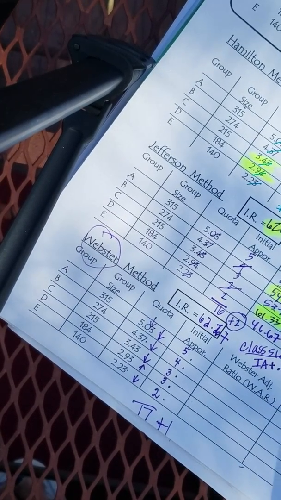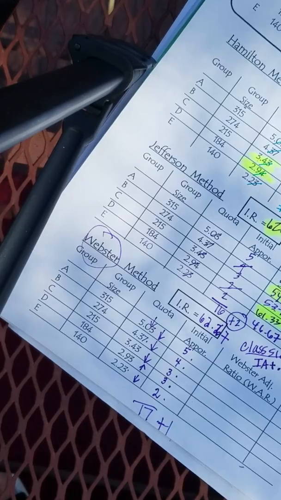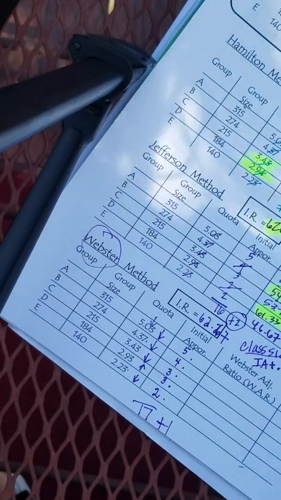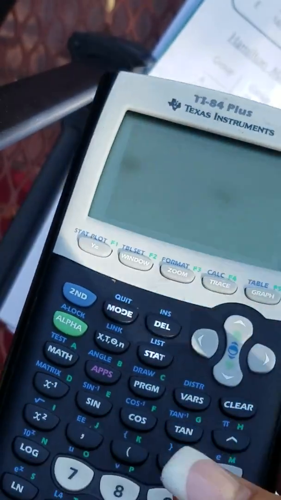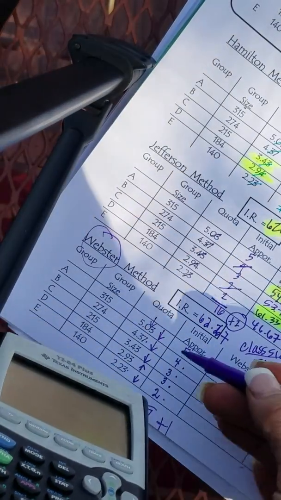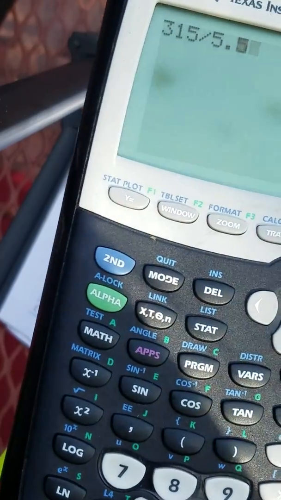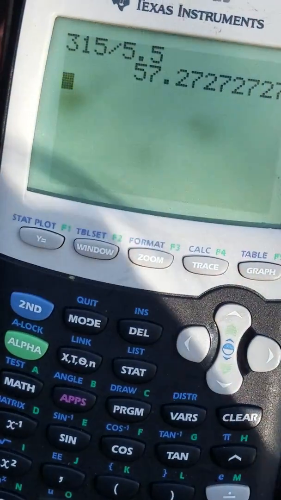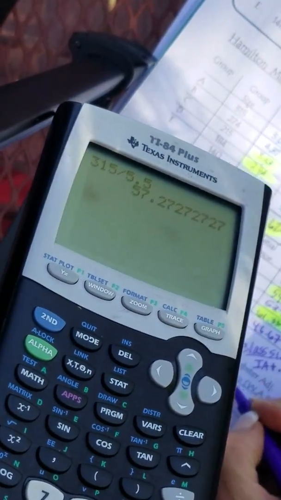So here we go. I'm going to calculate all of those. I'll show you how those are done. So for the first one, we take the class size, which is 315, and I'm going to divide it by, initially we gave 5, so I'm going to divide it by 5.5. And I get a Webster adjusted ratio of 57.27.